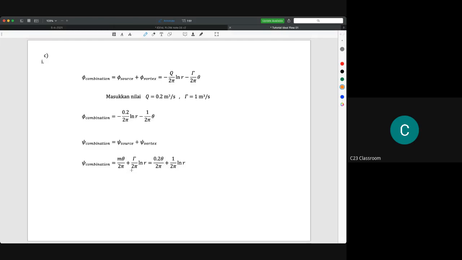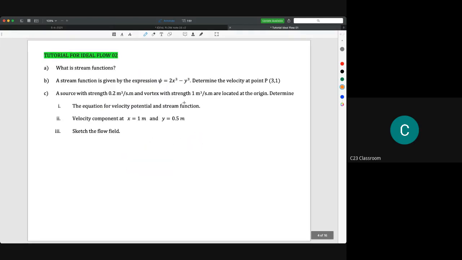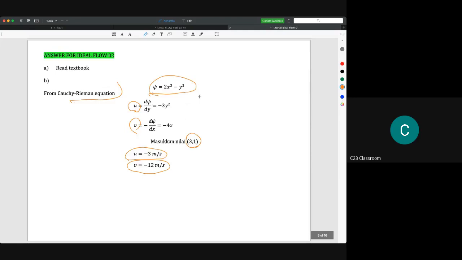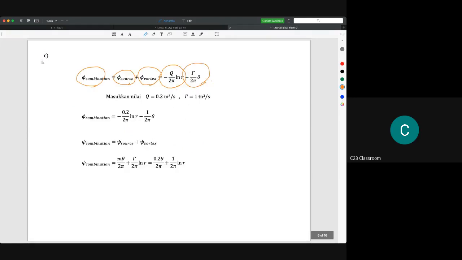Okay, so for phi combination here, we combine phi for source and phi for vortex, and I think you could refer to the previous notes. So we could write phi for source like this, and phi for vortex is this one. And then it is given from the question: the source strength is 0.2, and the vortex strength is 1 meter cubed here. So we substitute here. Q here is the strength of source, and gamma is the strength of vortex. So we substitute, and we get the phi combination.